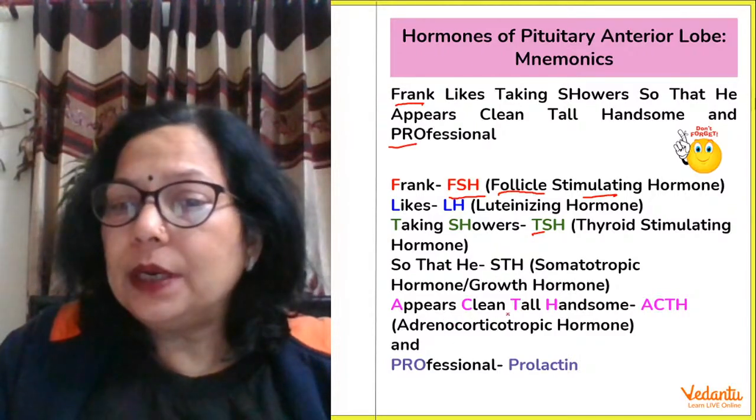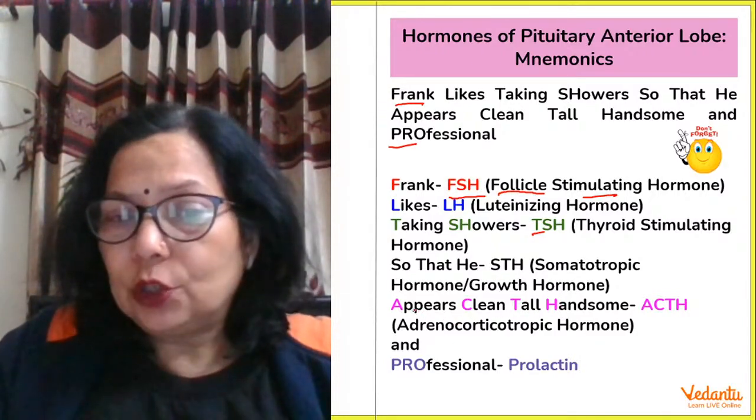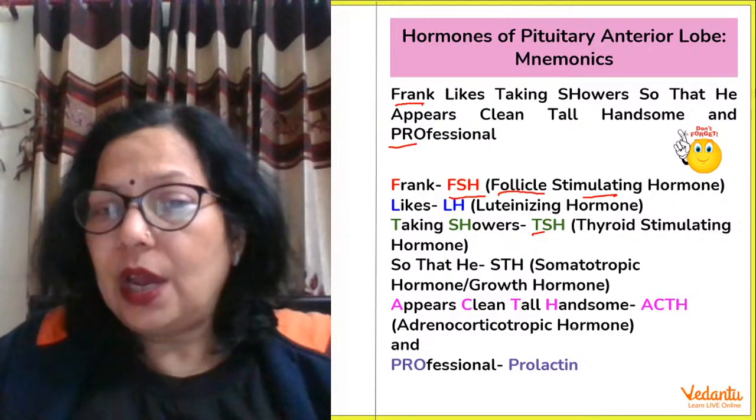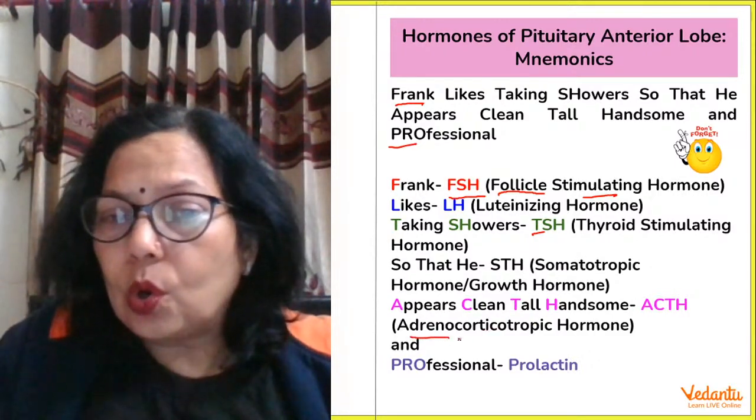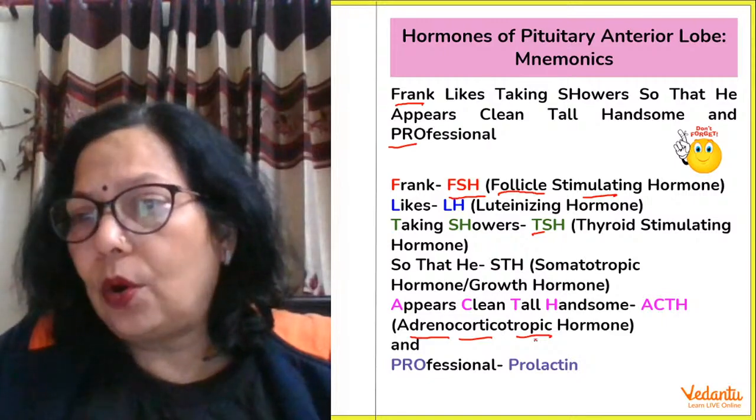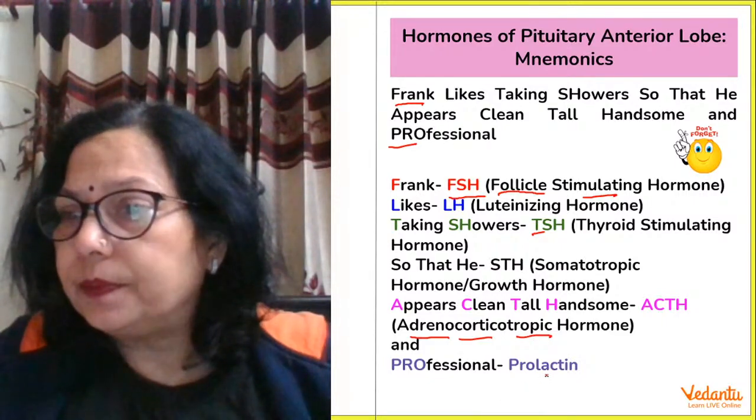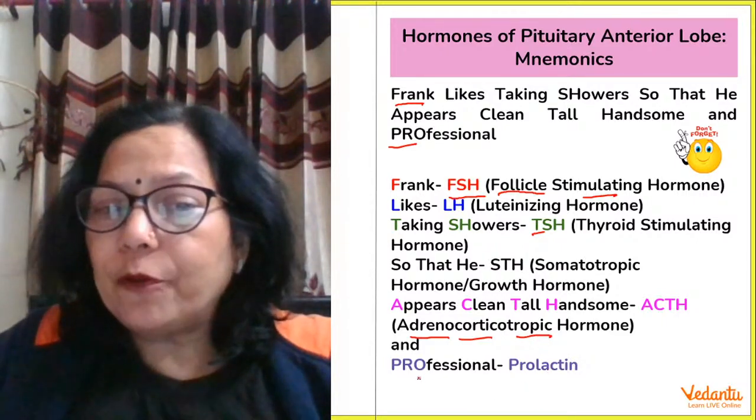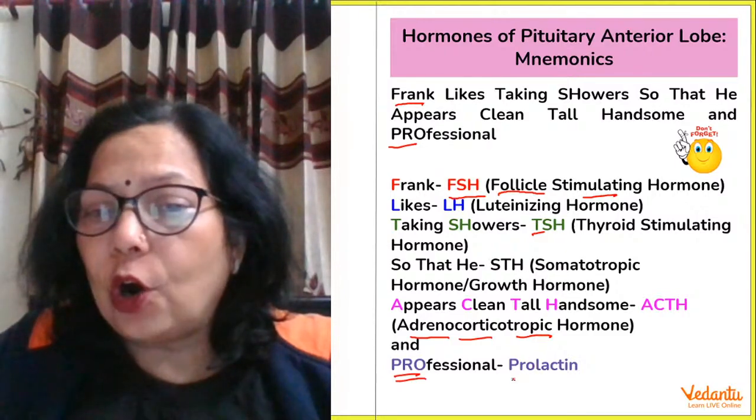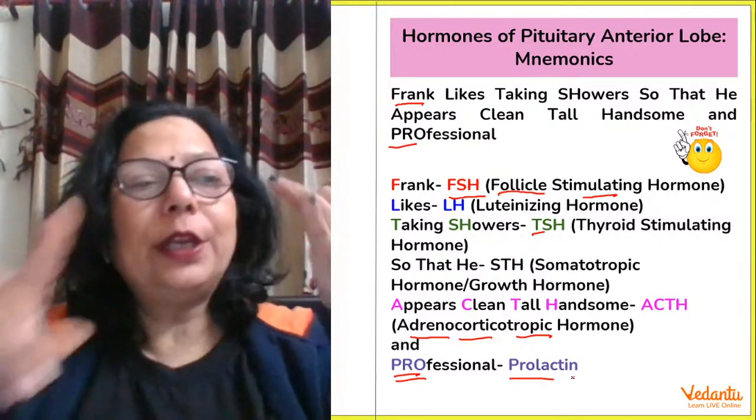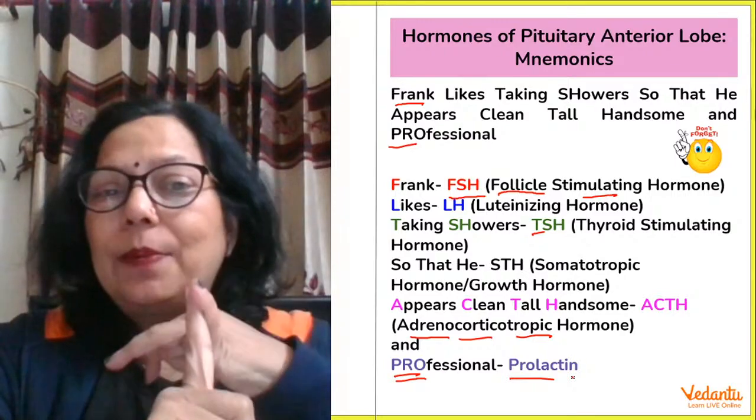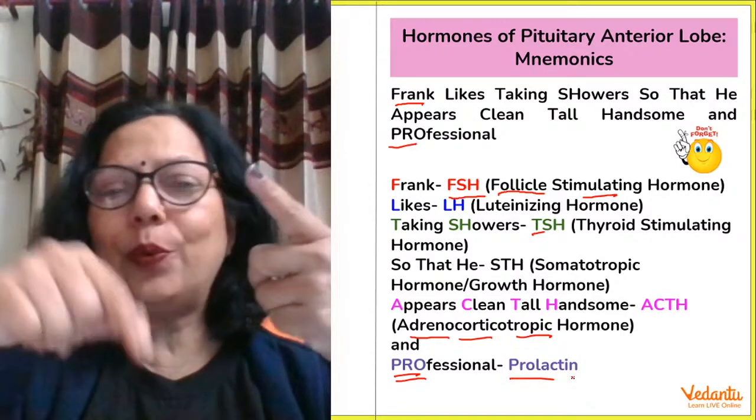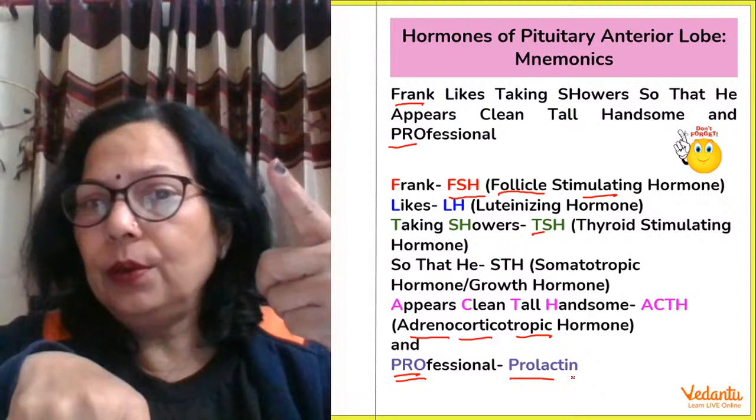Then appears clean, tall, handsome. So ACTH, adrenocorticotropic hormone. And professional, pro for prolactin. So can you all remember the names? It is difficult to do the first time. See, the sequence is not important, but remember in this same order.